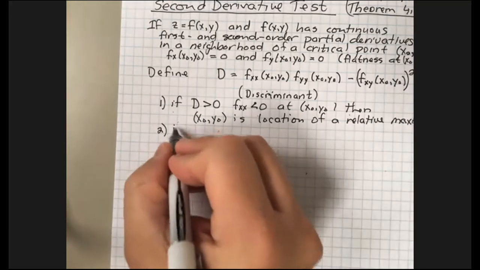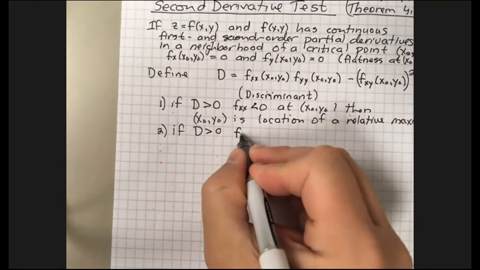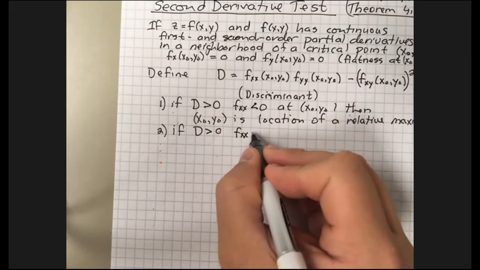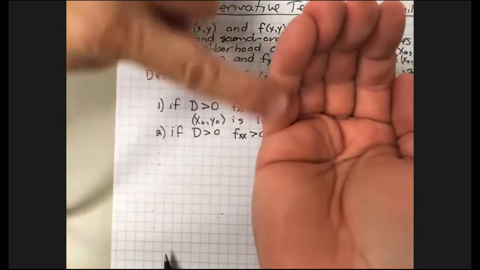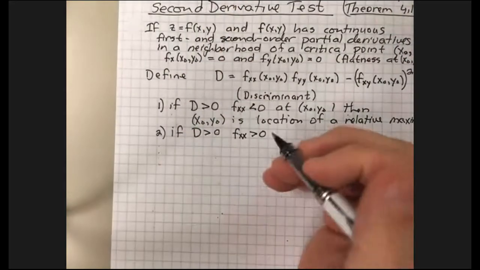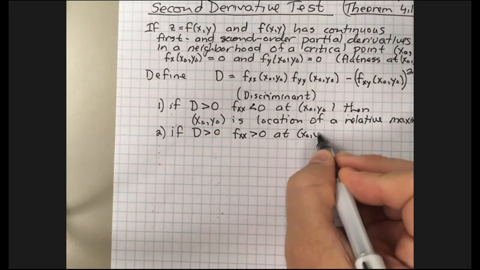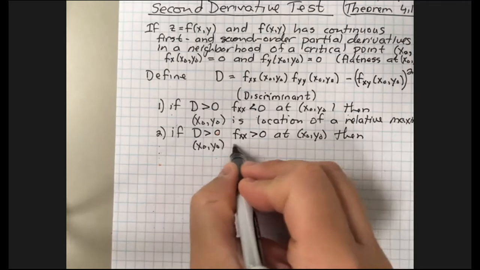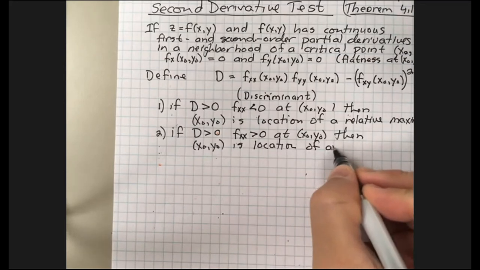And then I can turn that around. If I have uniform bending, discriminant positive, and the cut, second order partial with respect to x or y, I'll just write x as the book did, is positive, then I have uniform bending and cutting along one of the axes, I have concave upness. So that means I have a minimum there. My hand illustration is not perfect. I understand that. Then x naught, y naught is the location of a relative minimum.